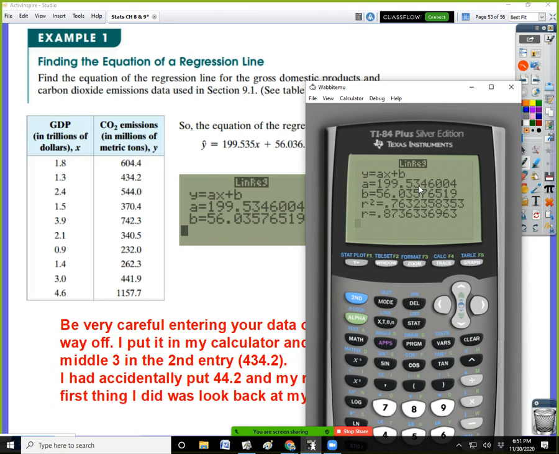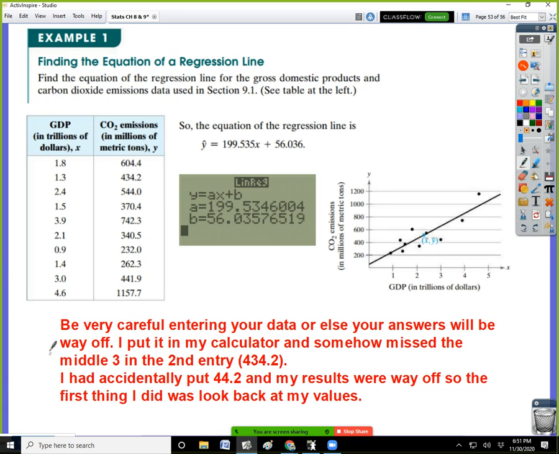So 199.534 and then 56.0357, okay? Now, I did it in red because I want you to be very careful. When you enter your data, you have to be accurate or your answers will be way, way off. When I did it the first time, I put it in my calculator, and my numbers were really, really screwy. I mean, they weren't even close. So I looked, and my second entry, that 434.2, I had missed the 3, and I put in 44.2. Well, 44 in the middle of numbers that are in the hundreds is going to totally screw stuff up.